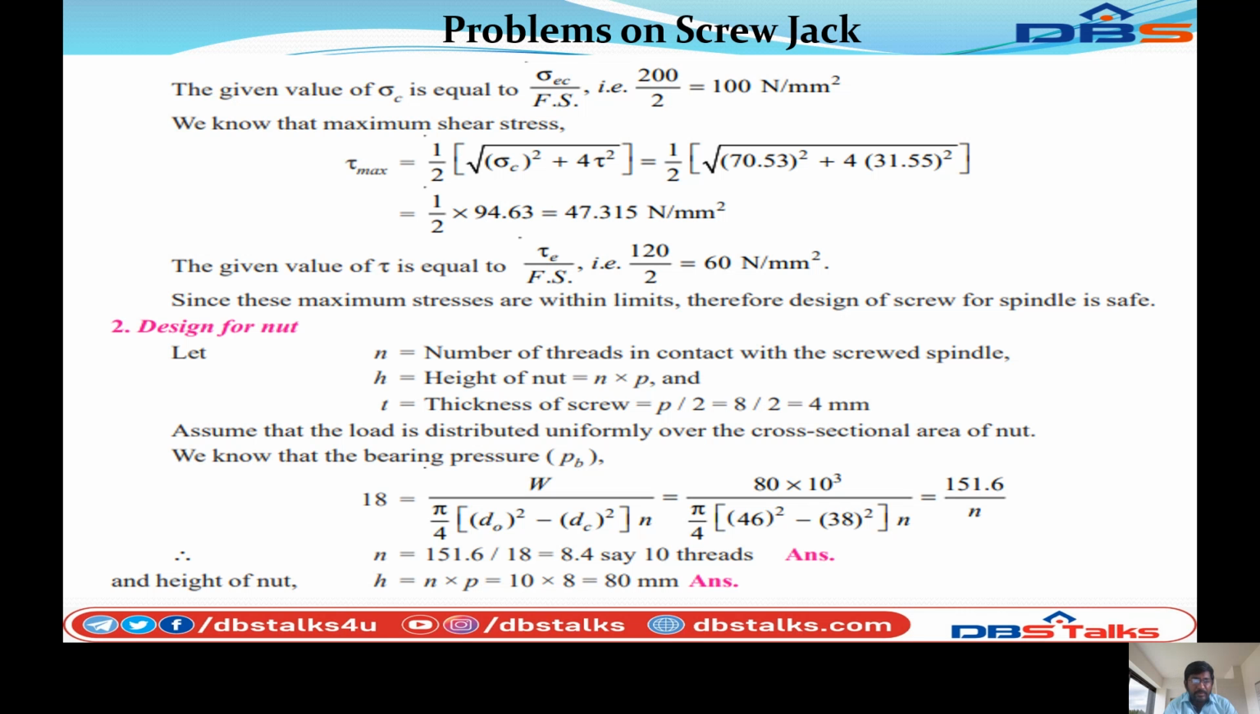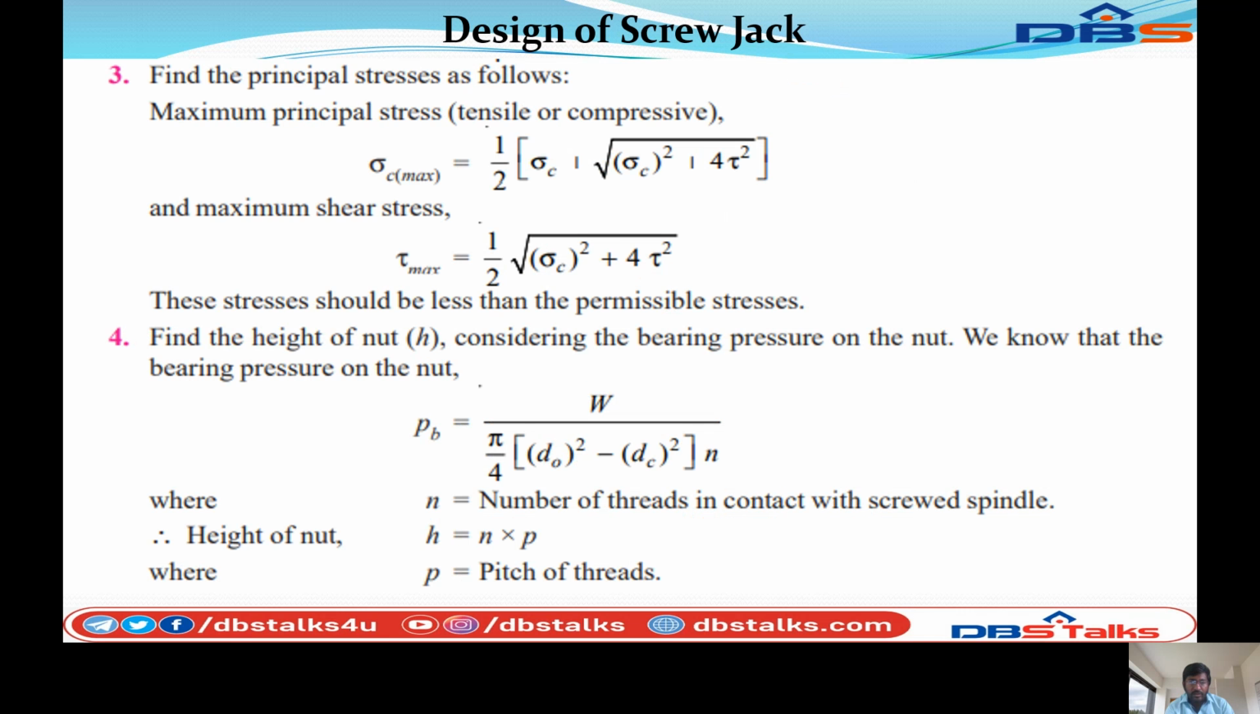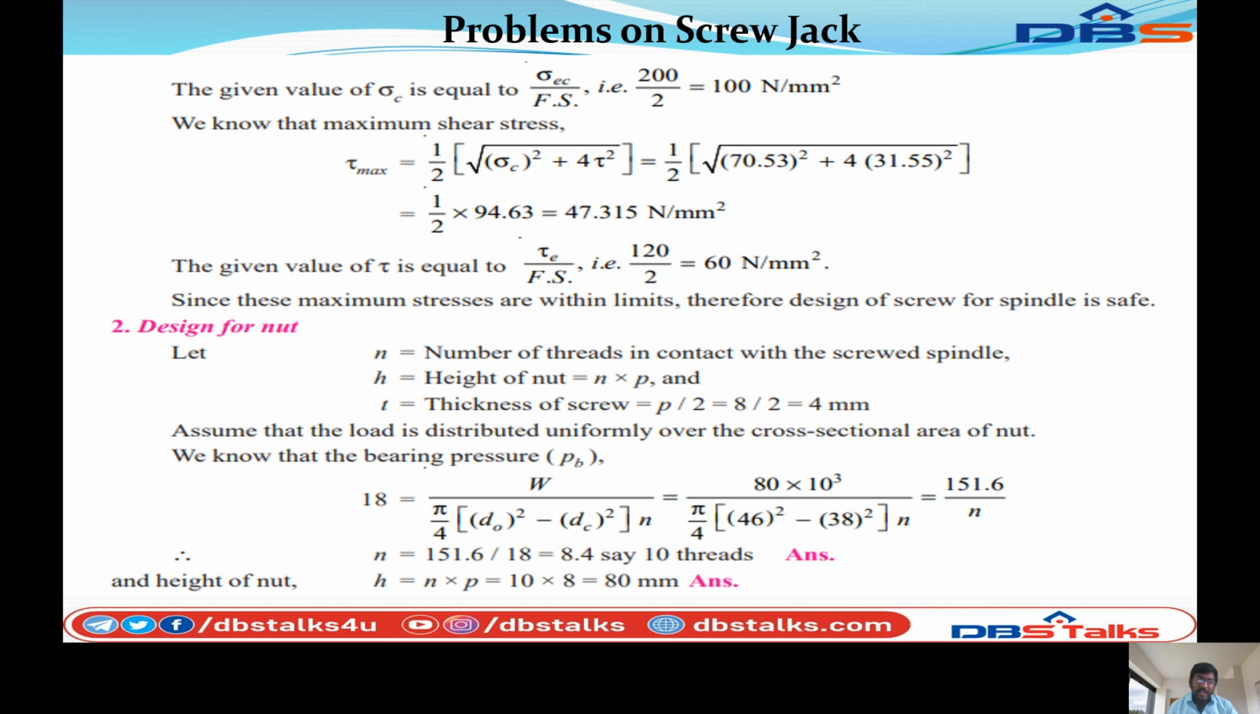So we know that the maximum shear stress tau max is equal to 1 by 2 into square root of sigma C whole square plus 4 tau square. This formula is also seen in the design procedure of the screw jack. So substitute in the values, we can calculate tau max: half into square root of 70.53 whole square plus 4 into 31.55 whole square. So finally, tau max is equal to 47.315 Newton per mm square.